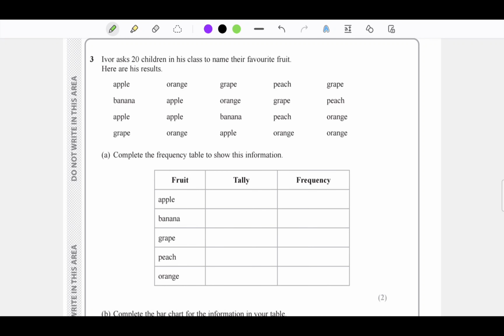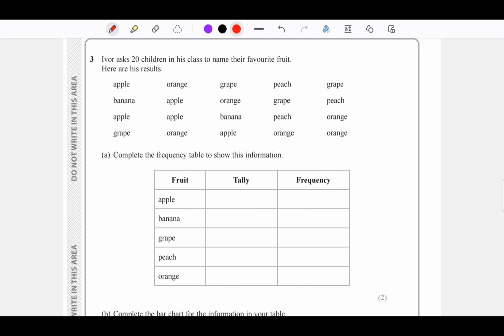For part 3, Ivo, I'm not sure how to spell that. Ivo asked 20 children in his class to name their favorite fruit. Here are the results. So we have apple, banana, grape, peach, and orange. Therefore, complete the frequency table to show this information. So we need to make a tally and a frequency. This is very easy actually. So I'll show you one example.